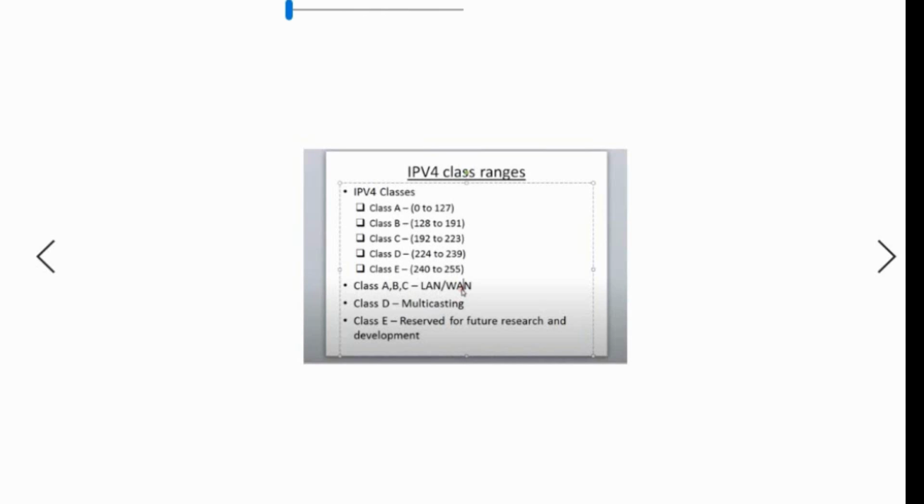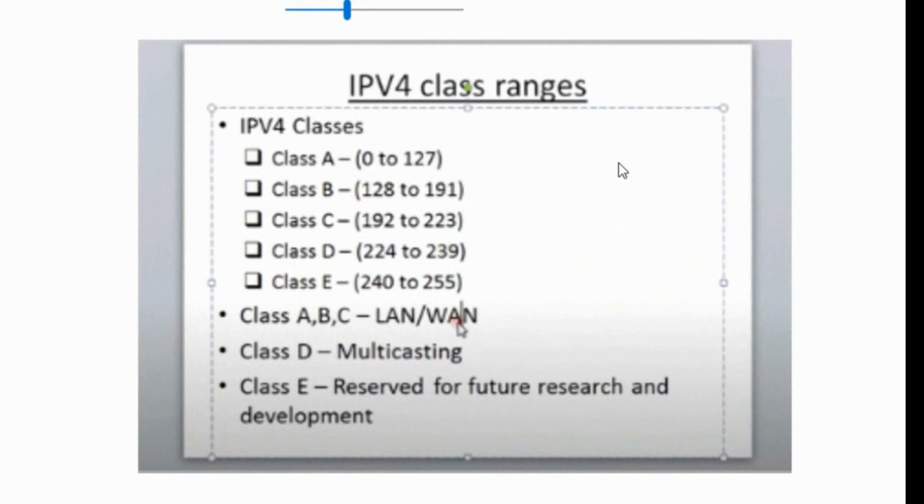Okay, I'm going to go to my chapter 8. Chapter 8, the same thing, the IPv4 class ranges I've explained to you. Class A from 0 to 127, Class B 128 to 191, Class C 192 to 223, Class D 224 to 239, and obviously Class E 240 to 255.